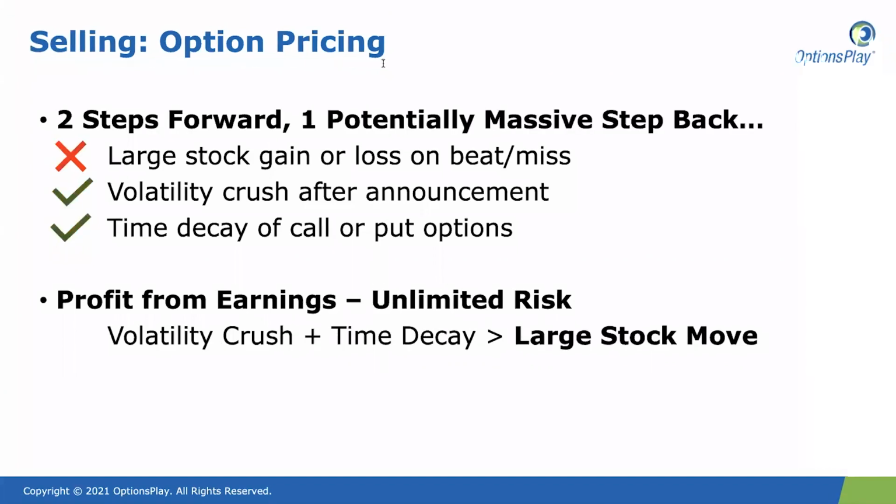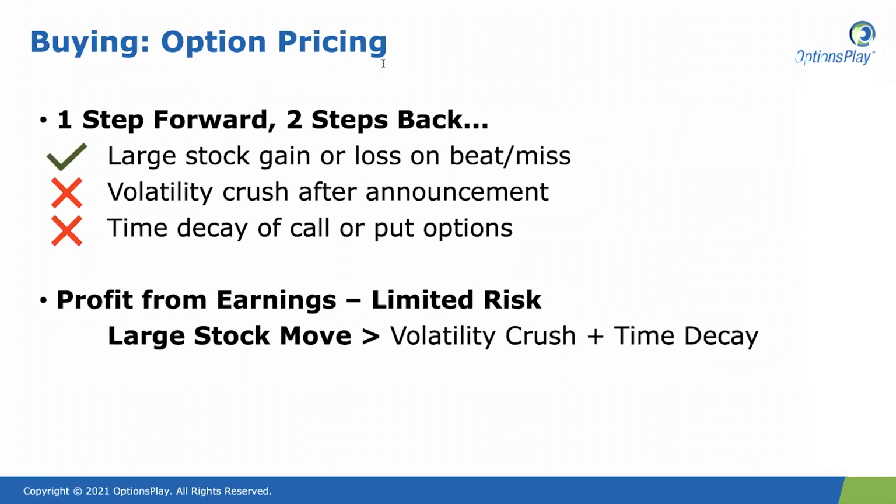On the flip side, you can sell an option going into earnings. And when you sell an option going into earnings, what you have is two steps forward and one potentially massive step back. So really, one is not better than the other. They're just two different sides of the coin. On one side, you have two things silently working against you when you're buying an option, and you can potentially overcome it if you have a big enough move in the underlying stock.